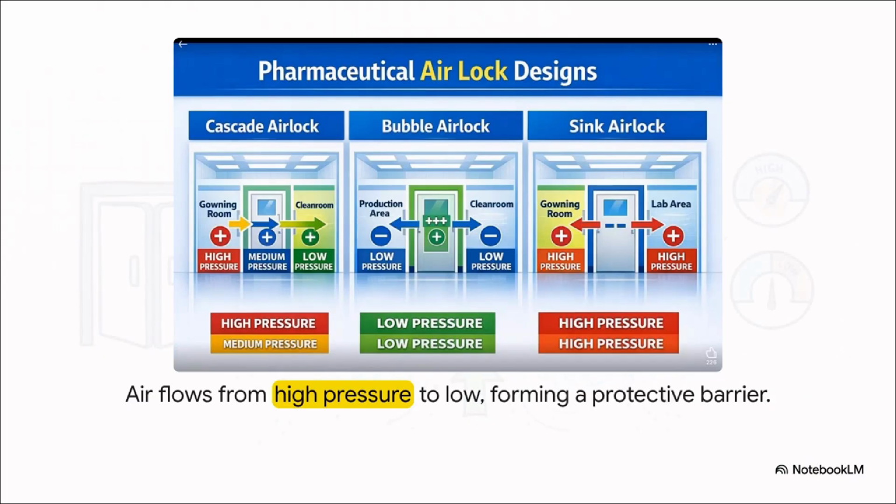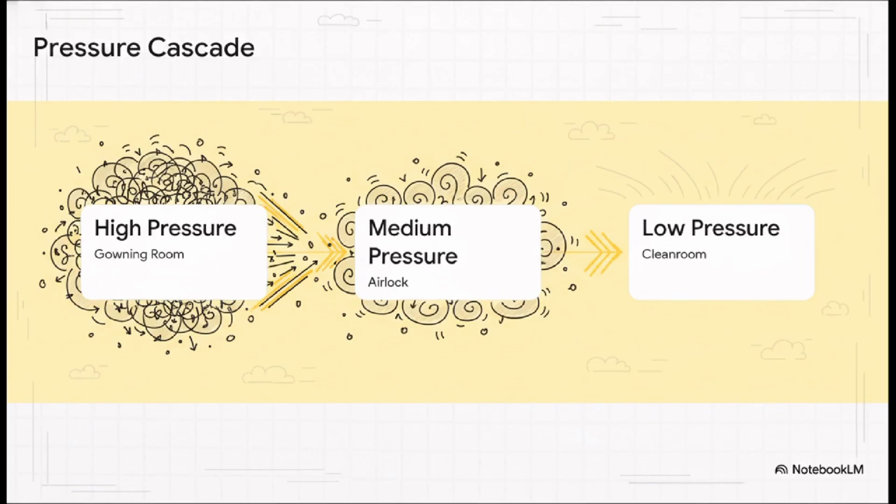Okay, so pay close attention to the arrows here. You'll see what I mean. The air is always moving in just one direction. It goes from the outer gowning room, flows through the airlock, and then into the final clean room. It creates this perfect one-way street for air. So how does it do that? Well, it's a pressure gradient, this cascade effect.